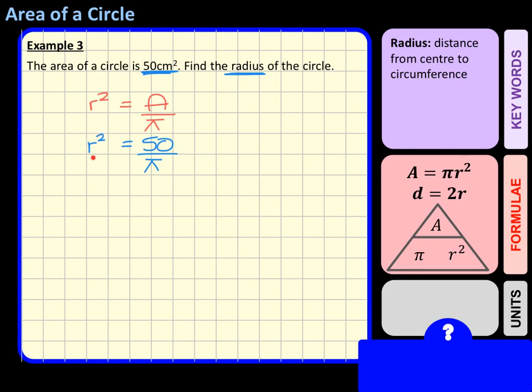However, we don't want the radius squared, we actually want just the radius. So in order to get rid of the fact that it's squared, the opposite is to do a square root. So that's exactly what we're going to do. We're going to do the square root of 50 over pi, and we're going to type this into our calculator all in one go. So we're going to need to use the square root symbol, then the fraction button, then type in 50 over pi, and that gives me a radius of 3.99 centimetres this time, not centimetres squared because the radius is a length, and that's to 3 significant figures.